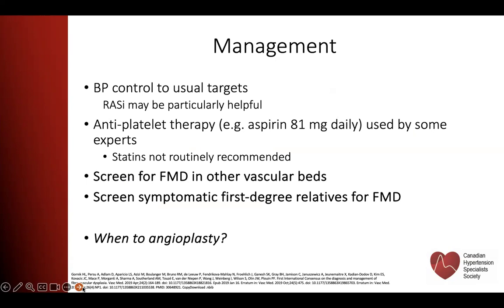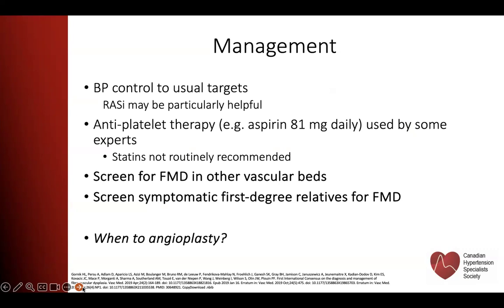Antiplatelet therapy, so for example, 81 milligrams of aspirin per day, is recommended by some experts and is used by many. There's no randomized controlled trial to suggest that. And so it really is a balancing of potential risks and benefits. Statins are not routinely recommended for patients with FMD unless they have another indication for a statin. And of note, most of these patients are in their 50s. So in studies that have looked at this, about a half of patients do have subclinical atherosclerosis elsewhere and may benefit from a statin for other reasons.